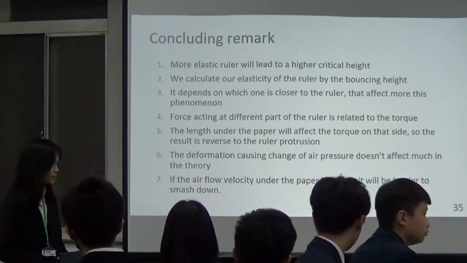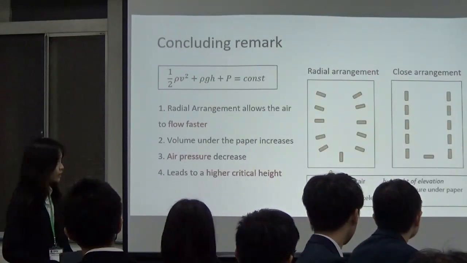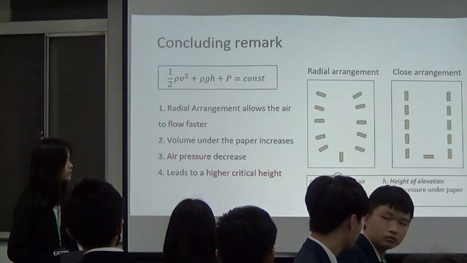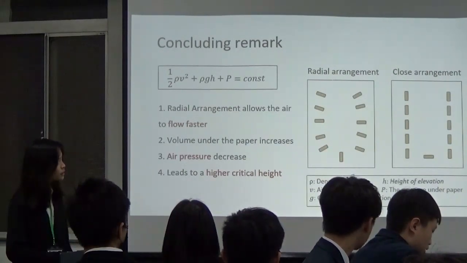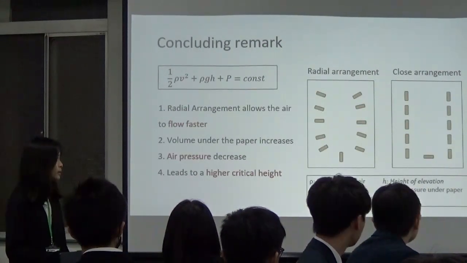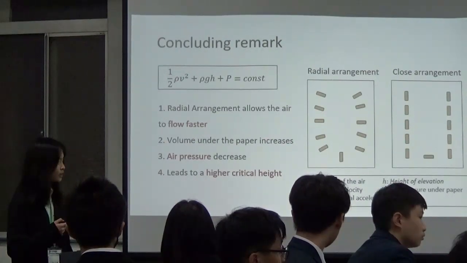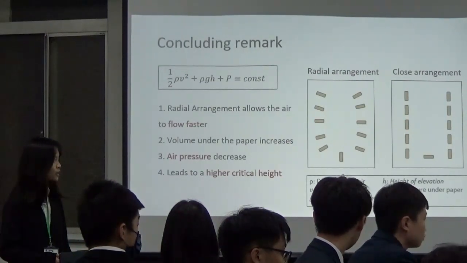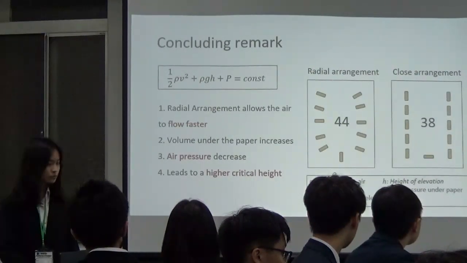And if the airflow velocity on the paper is higher, it will be harder to smash down, according to our theory. And we think Bernoulli's principle can be a correct assumption because we designed two bending plates. One ratio arrangement allows the air to flow... If it's really Bernoulli's principle, then the ratio arrangement one should have a higher critical height, because the volume on the paper increases when the airflow is very fast, and the air pressure will decrease. So it will lead to a higher critical height, and the result is really just like this. Thank you.